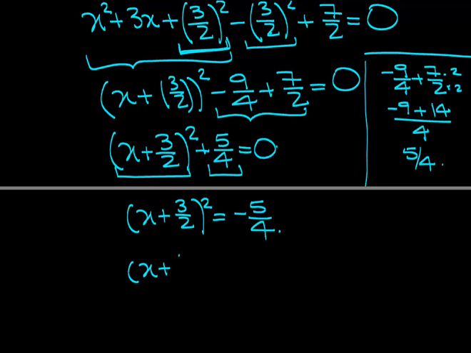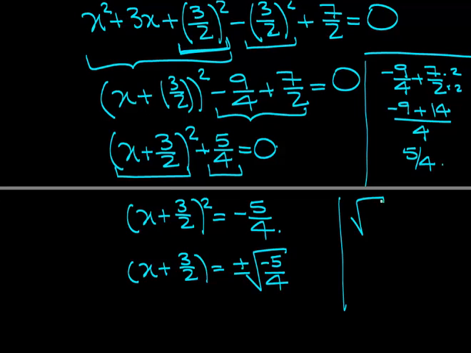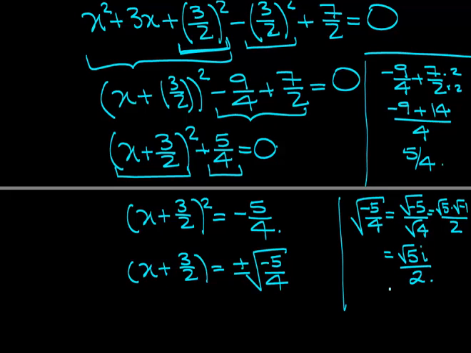So we get x plus 3 over 2 is equal to, we introduce plus or minus, square root of minus 5 over 4. Once again, go on the side and simplify this radical. What is the square root of minus 5 over 4? It's the square root of minus 5 over the square root of 4. Square root of minus 5 is just square root of 5 times square root of minus 1, over 2, because square root of 4 is 2. 5 cannot be broken down, it's a prime number, so it's square root of 5 i over 2.